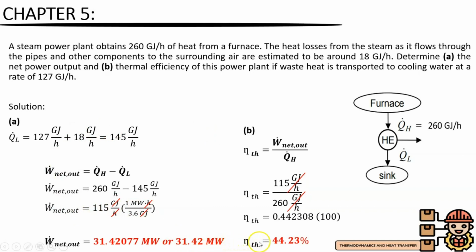So now we have the value for our net power output, which is equal to 31.42 megawatts, and the value for the thermal efficiency of the power plant if waste heat is transported to cooling water at a rate of 127 gigajoules per hour, which is equal to 44.23%. So that's it.